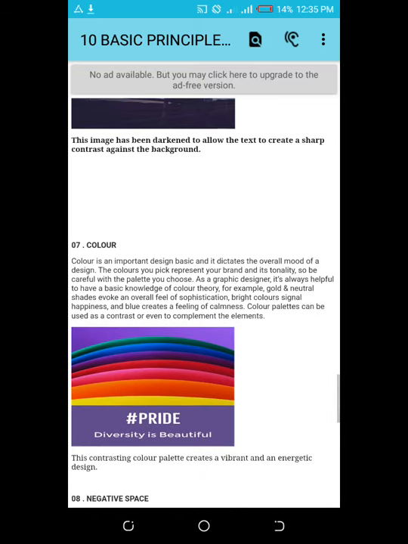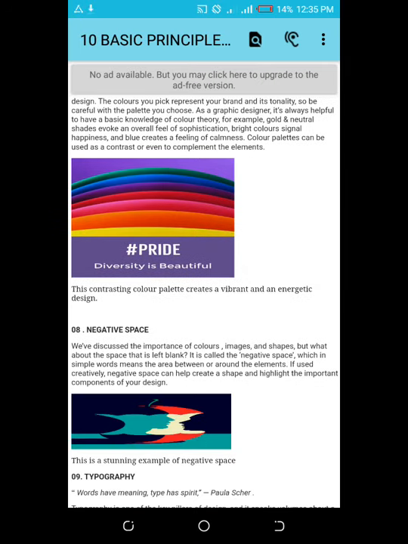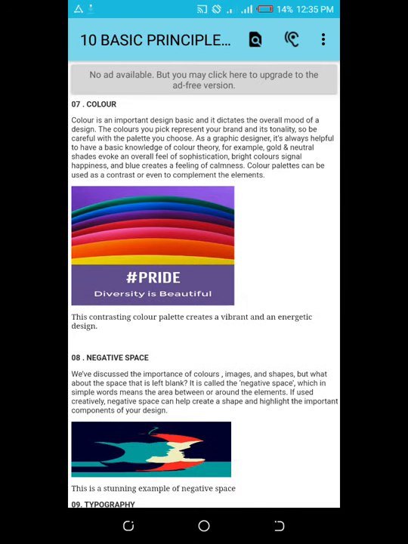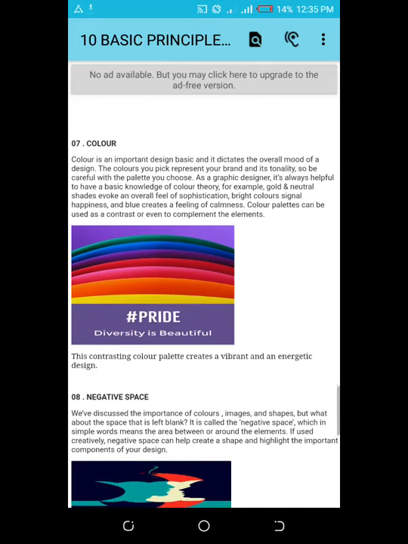Then color is one of the major things. Diversity is beautiful. The contrasting color palette creates a vibrant and energetic design. When your colors are mismatched, you end up having a rough work. That is the seventh principle.